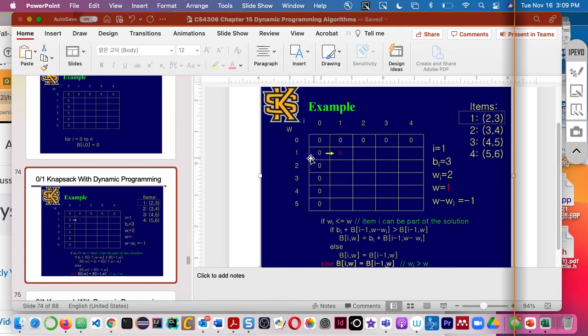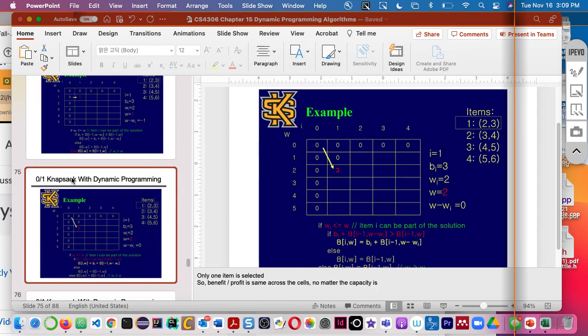At this point, if you are limited to 1 item and the weight is restricted to 1 pound, then you cannot select item 1, right? Then you can select nothing. Okay, so this is the second one.